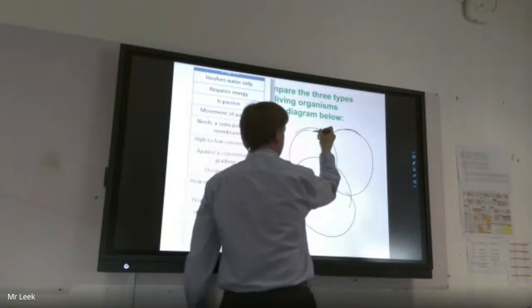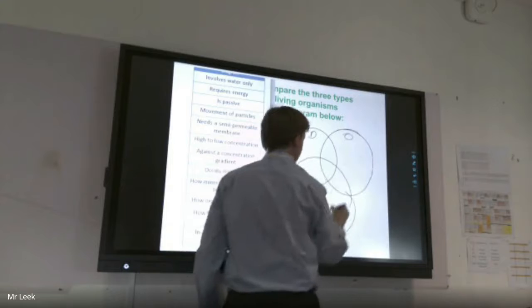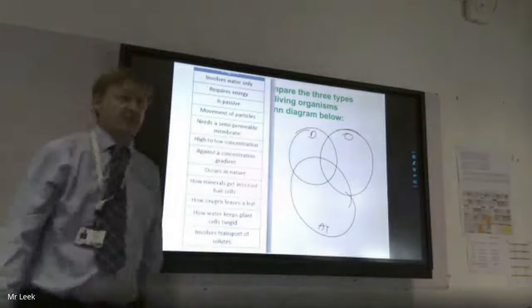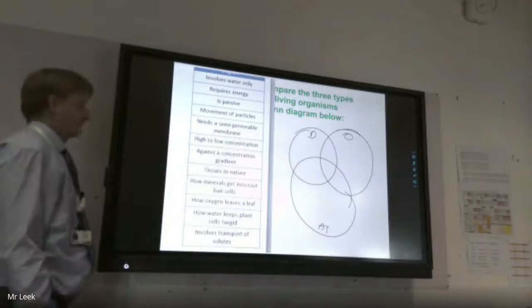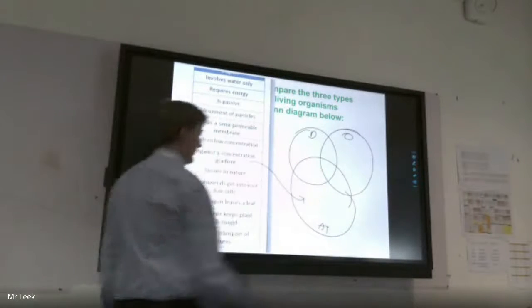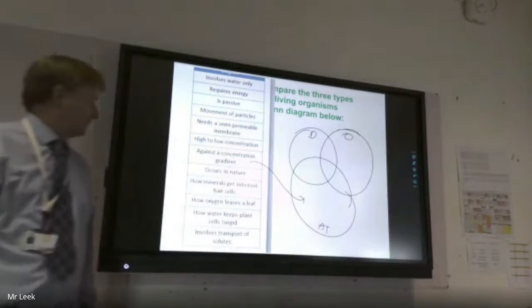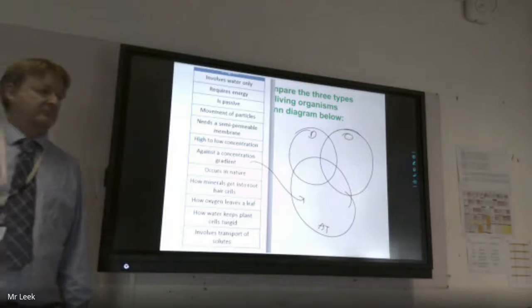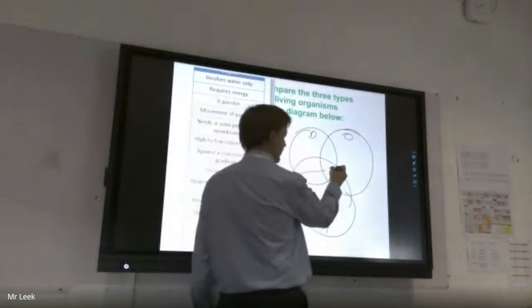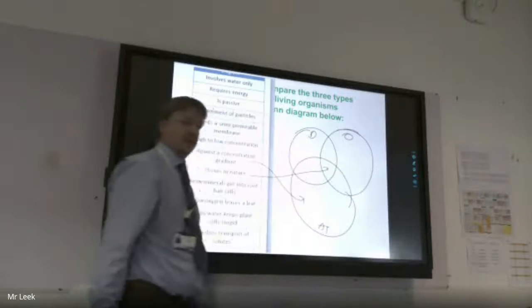Okay, was that one? That's diffusion there, isn't it? Osmosis, active transport. Okay, so we're down to this one. Against the concentration gradient. Matia? Active transport. Brilliant. Active transport. That one there, Imogen, occurs in nature. All of them. So what occurs in nature is every single one of those in the middle there.